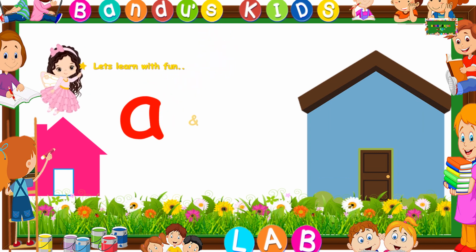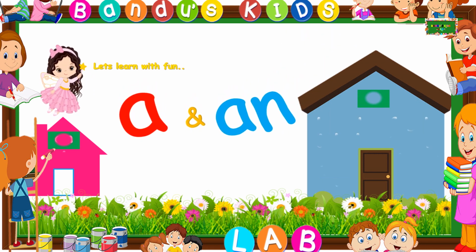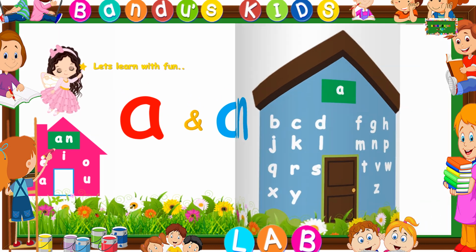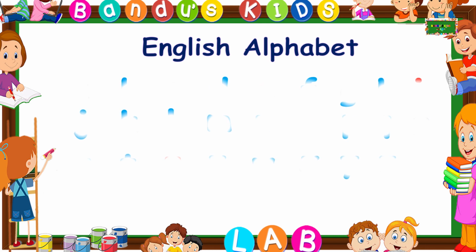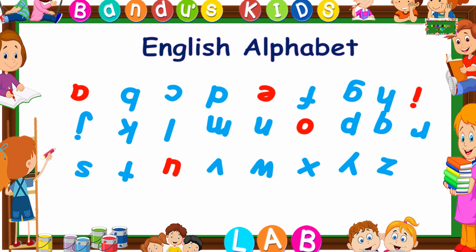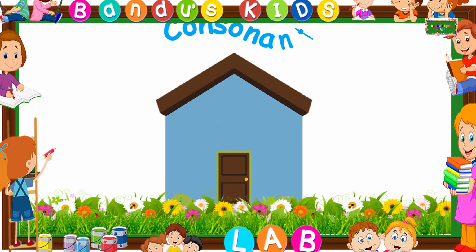Today we are going to learn the use of A and AN. Are you ready? Let's start. There are 26 letters in the English alphabet. There are 5 vowels and 21 consonants.